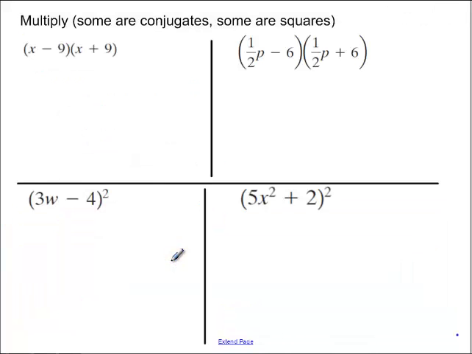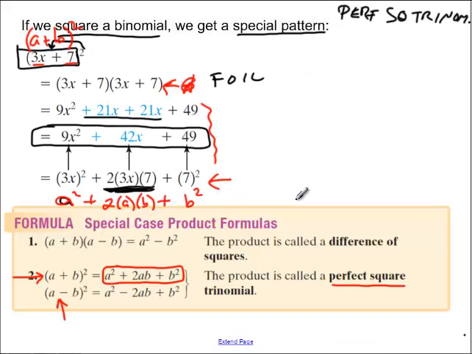So let's go through a couple of examples. With all of this in mind, figure out whether on the next page we have either a difference of squares or a perfect square trinomial, and see if you can use the pattern here.